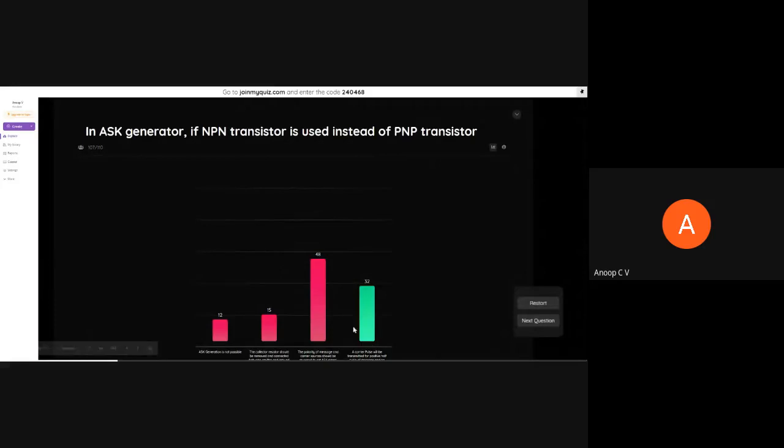So what will happen if instead of PNP we connect NPN? The NPN will be on for positive half cycle. So for positive half cycle, the output will be off, and for negative half cycle, the output will be on. So instead of negative, I have typed positive here. So this question itself was wrong. Sorry from my side. So we'll move on to the next question.